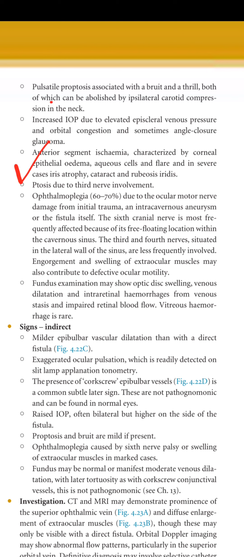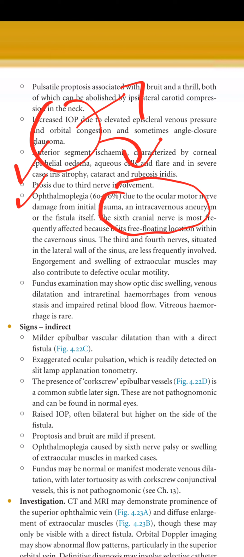Now we are seeing that all the nerves are getting involved. So ptosis will be due to third nerve involvement. Ophthalmoplegia in 60 to 70% is due to ocular motor nerve damage from the initial trauma, and intracavernous aneurysm of the fistula itself. The sixth cranial nerve is the most frequently affected because of its free-floating location within the cavernous sinus. The third and fourth nerves, situated in the lateral wall of the sinus, are less frequently involved. So the most commonly involved nerve is the sixth cranial nerve. Engorgement and swelling of the extraocular muscles may also contribute to defective ocular motility.